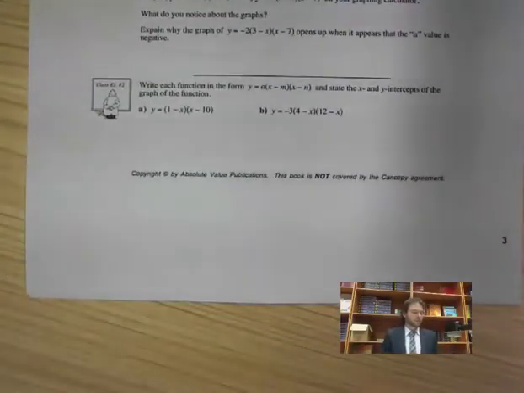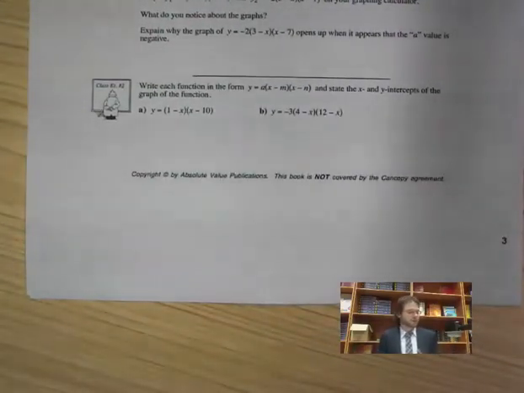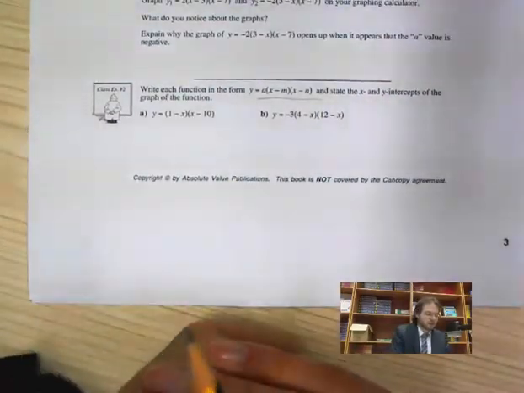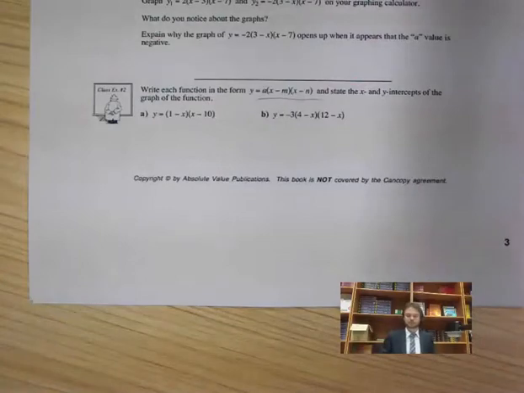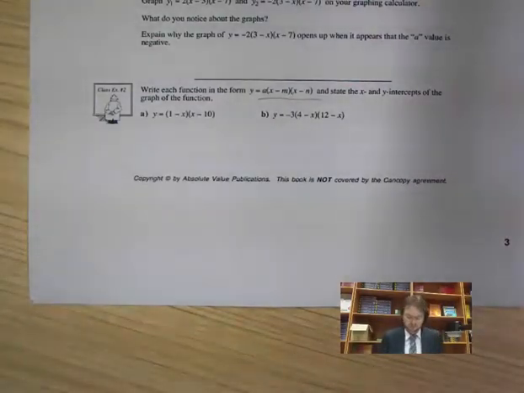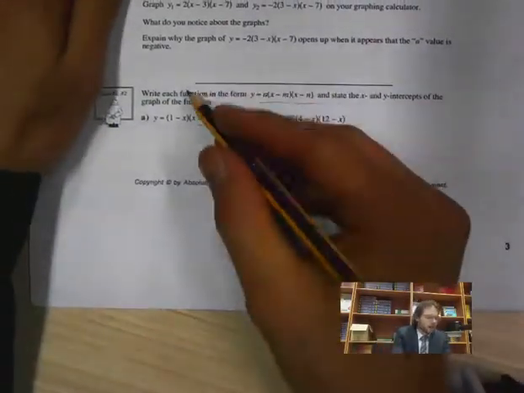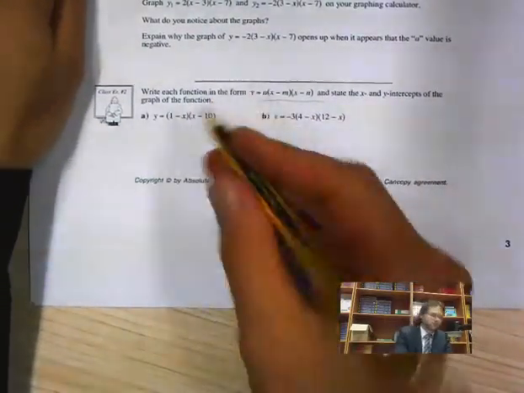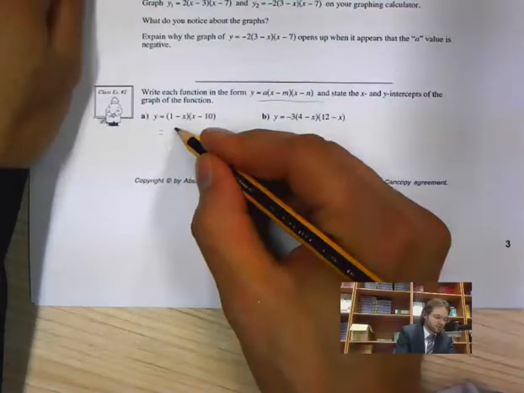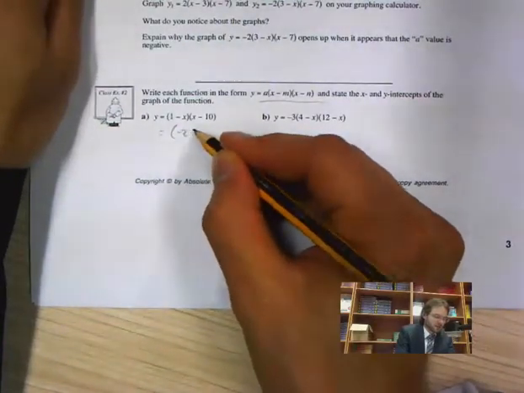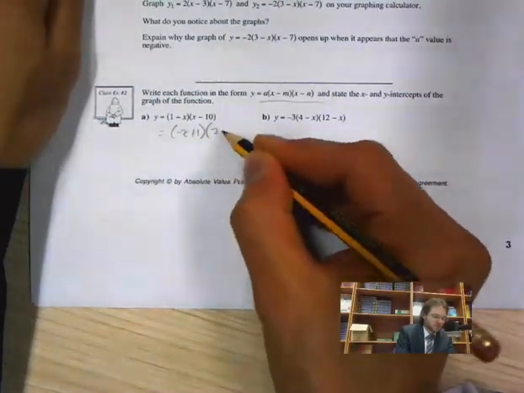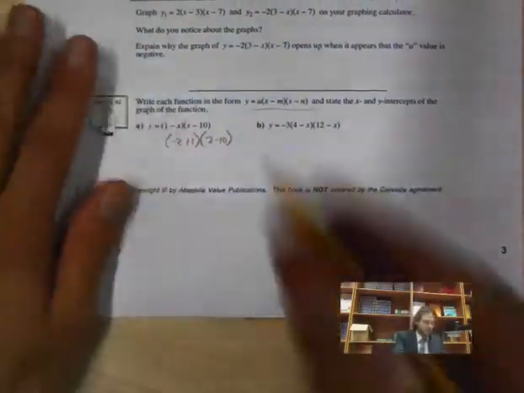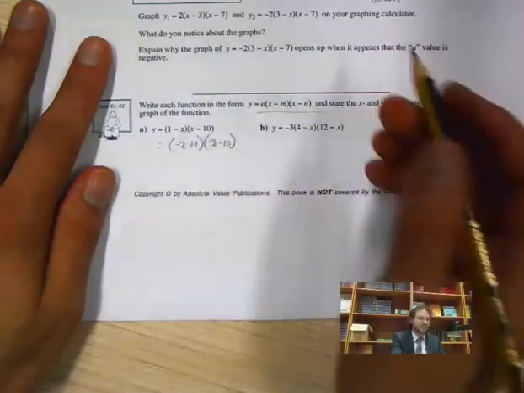Here we go. Let's look at example number 2. Here are some examples. Write each function in the form like this and state the x and y intercepts. Well, first of all, I look at this here. I want to make it so my x's are positive. So I'm going to have y is equal to negative x plus 1. There we go.